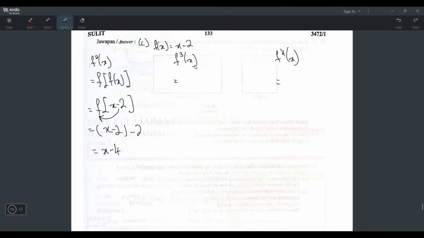So that's it. Now do f^3(x). f^3 means f three times. So you can write it like this. f and then big bracket f^2 like that.